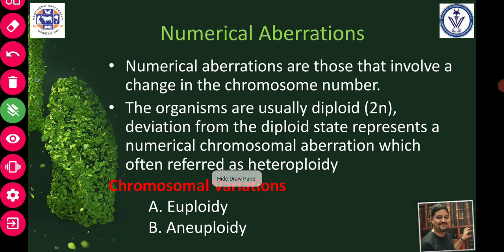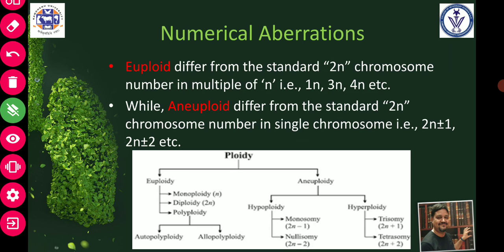Now, what is euploidy? Euploidy differs from diploid. What is diploid? Diploid is the 2N standard chromosome complement of a cell. So euploidy will differ from diploid or 2N. That means it may be either N, 3N, 4N, etc.